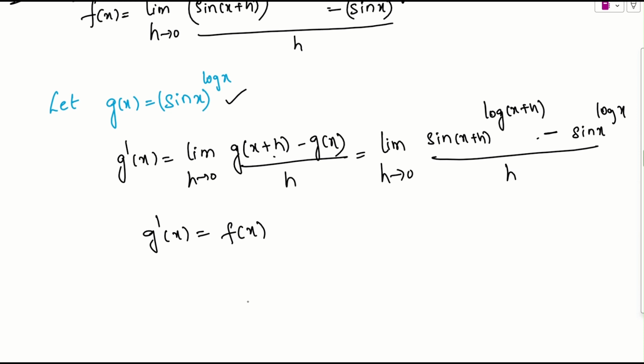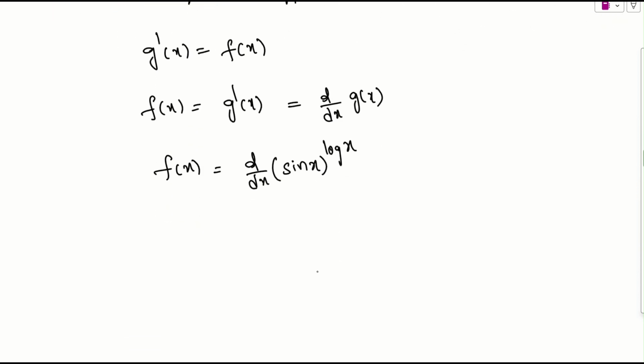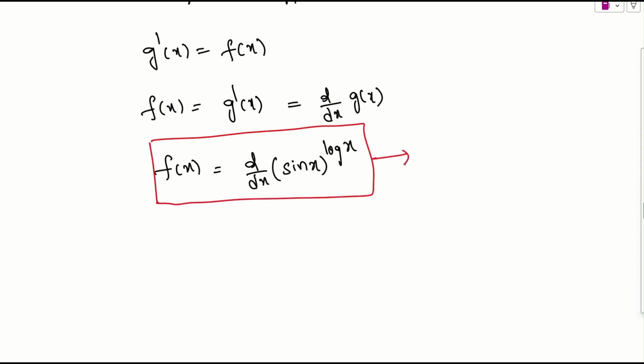So simply I will rewrite: f of x is nothing but g dash of x. What is the meaning of g dash of x? d by dx of the function g of x. So f of x is nothing but d by dx of g of x, and I have taken g of x as simply sin x raised to the power log x. It means you need to find the derivative of this function. For finding the derivative, we have two ways. Take this as equation number star.